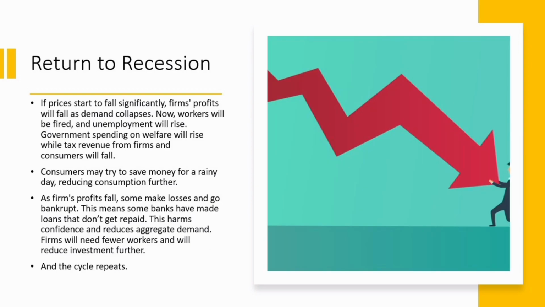Return to recession. If prices start to fall significantly, firms' profits will fall as demand collapses. Now, workers will be fired and unemployment will rise. Government spending on welfare will rise, while tax revenue from firms and consumers will fall. Consumers may try to save money for a rainy day, reducing consumption further. As firms' profits fall, some make losses and go bankrupt. This means some banks have made loans that don't get repaid. This harms confidence and reduces aggregate demand. Firms will need fewer workers and will reduce investment further. And the cycle repeats.